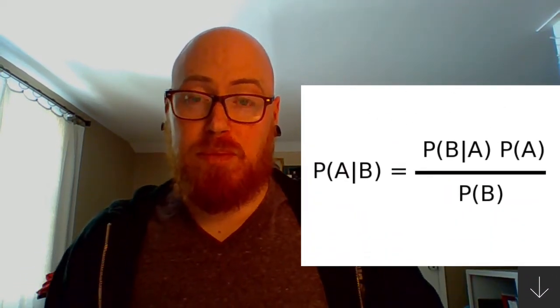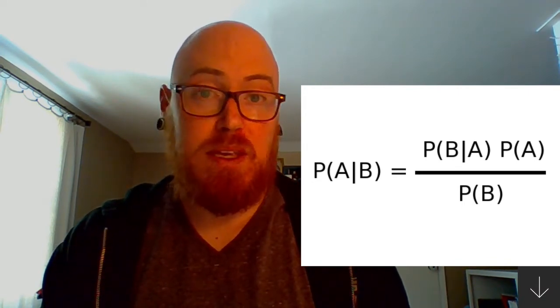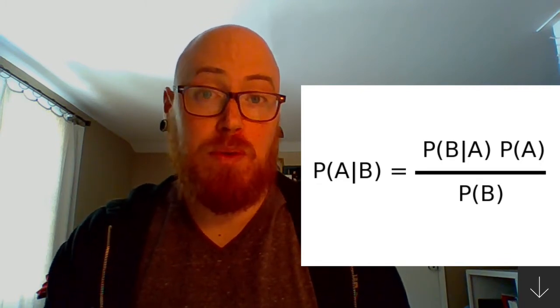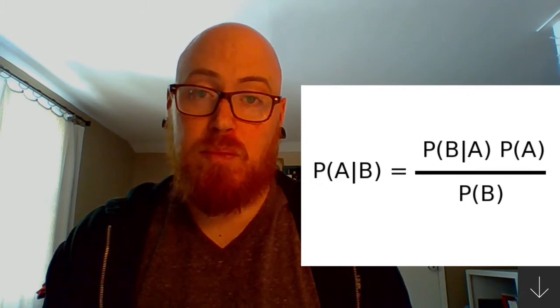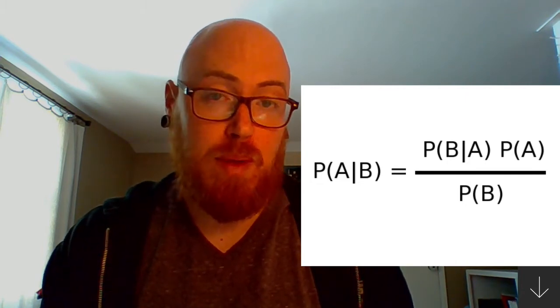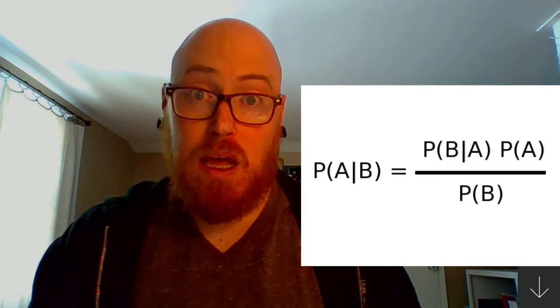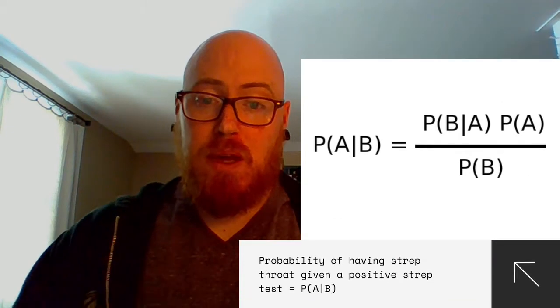Okay, so here's Bayes' theorem again. The probability of A given B equals the probability of B given A multiplied by the probability of A, which, if you will remember, is the general conjunction rule. So the probability of B given A multiplied by the probability of A, and then that is divided by the prior probability of B. Okay, so let's plug in some values here.